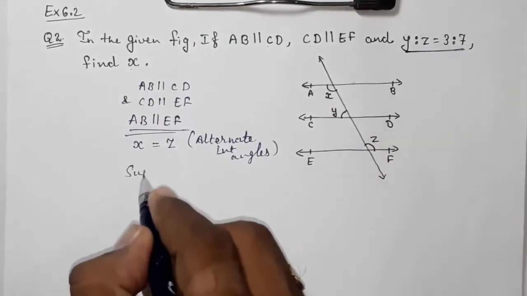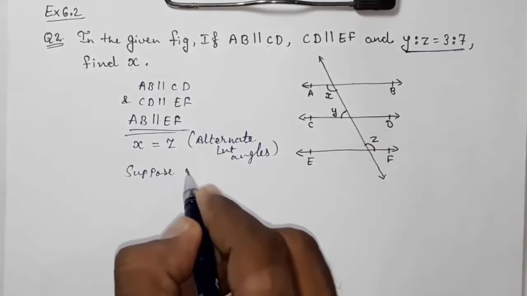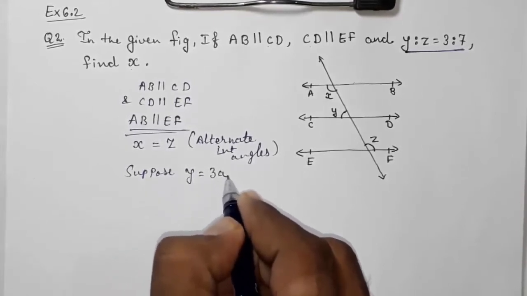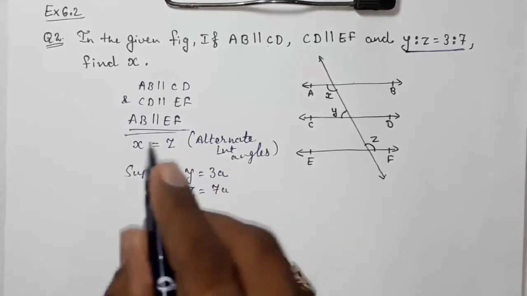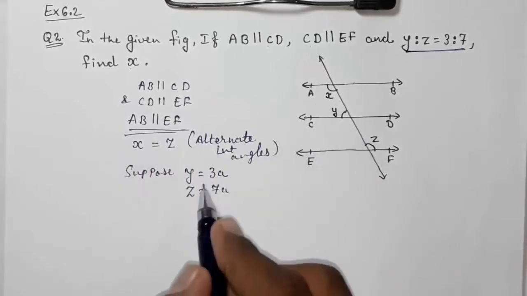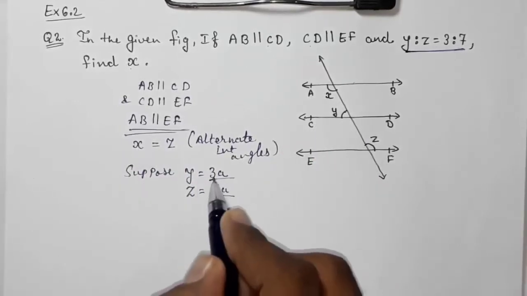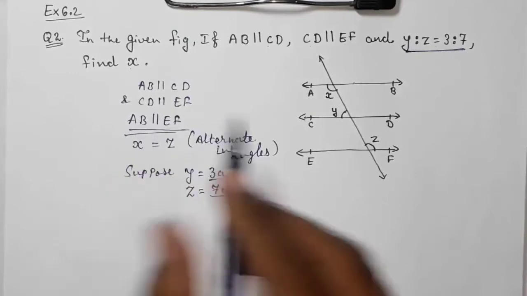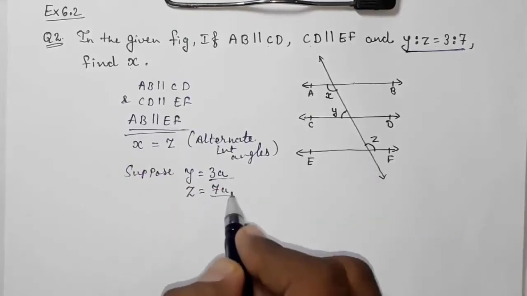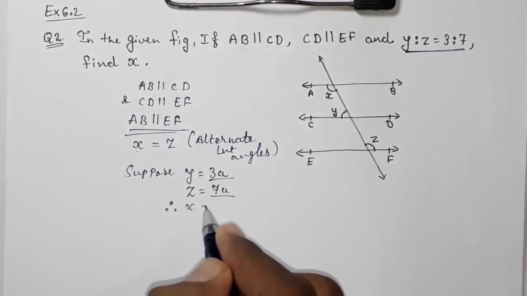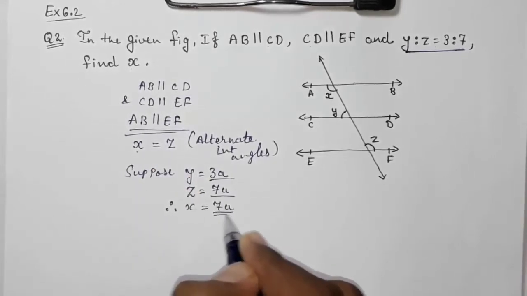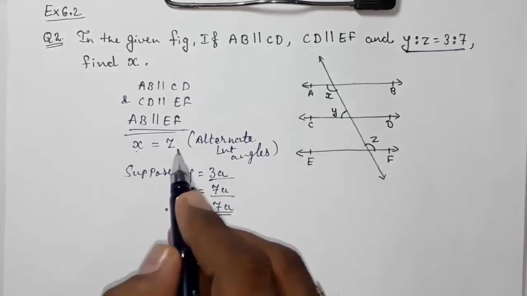So these two angles are equal, and they had given us the ratio of Y is to Z. So suppose Y is equal to 3A and Z is equal to 7A. I'm not taking X because they had given X, so in the ratio we are taking 3A and 7A. Now Z is 7A, therefore X also equals 7A, because these two are equal, as we have proved above.